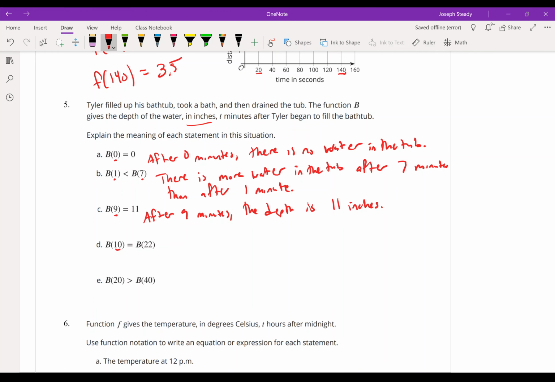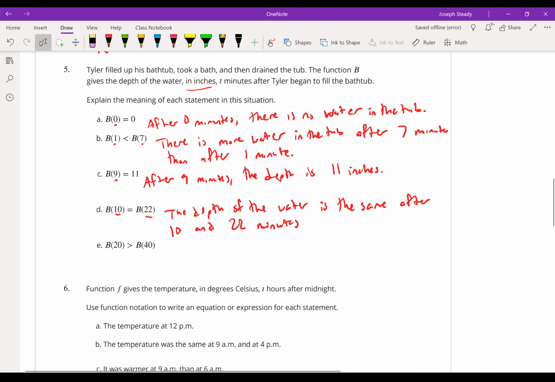Down here, these are both times, but remember, B of 10 means the depth of the water after 10 minutes. B of 22 means the depth of the water after 22 minutes. So we can say the depth of the water is, these are equal, so it's the same after 10 and 22 minutes.